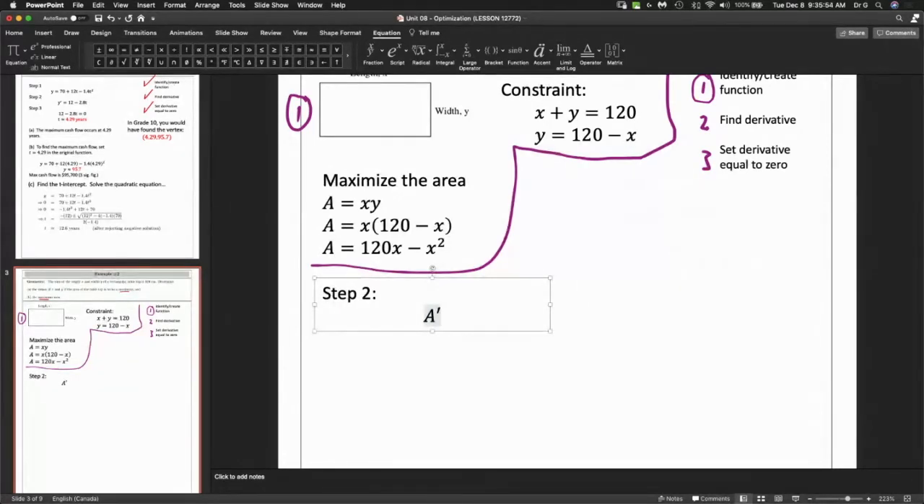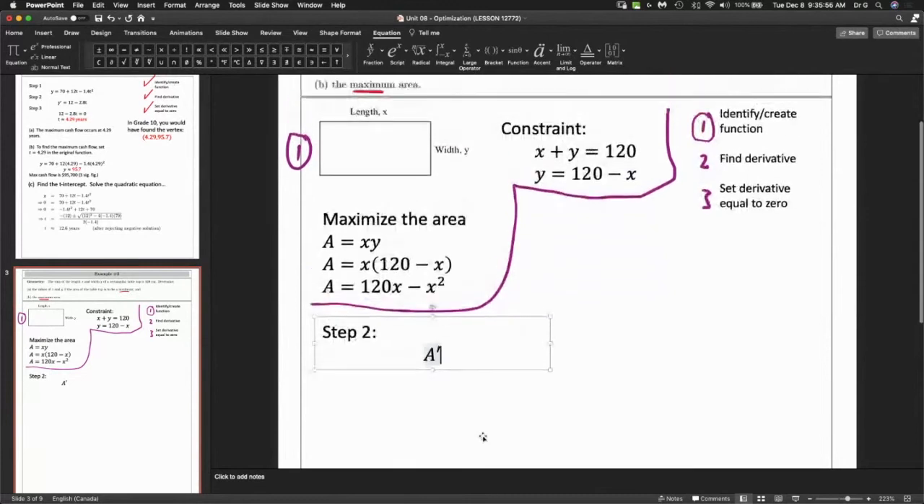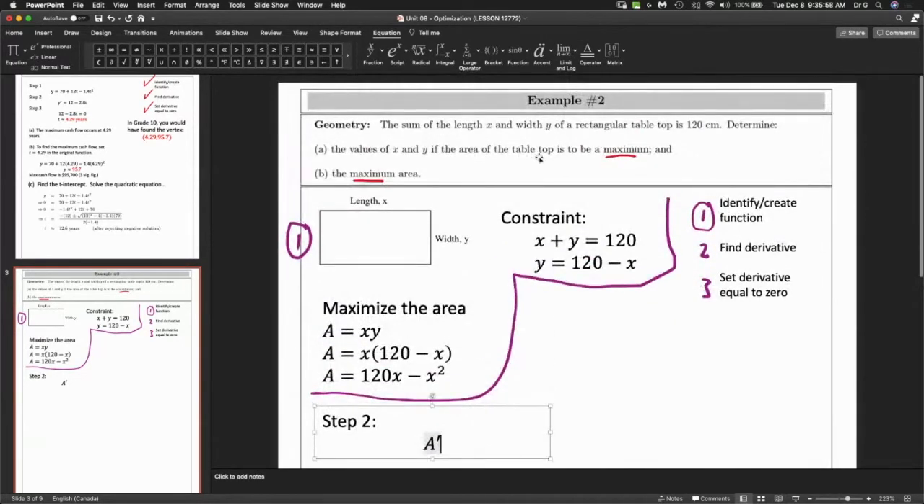How did you know that you need to find the area first? Because the question says to find the maximum area and find the values of x and y for the maximum area.